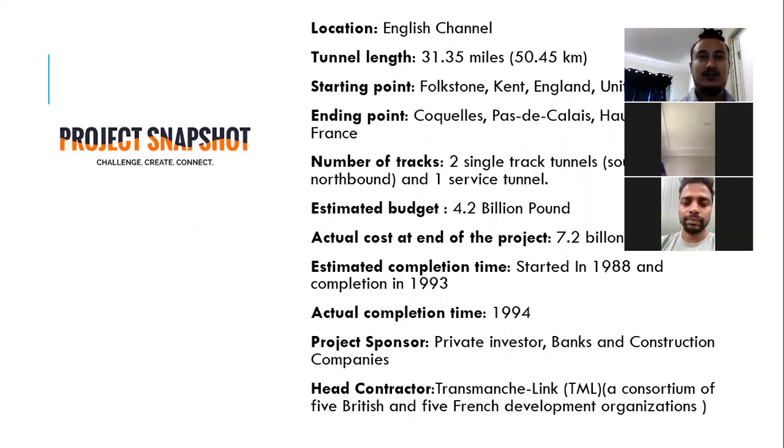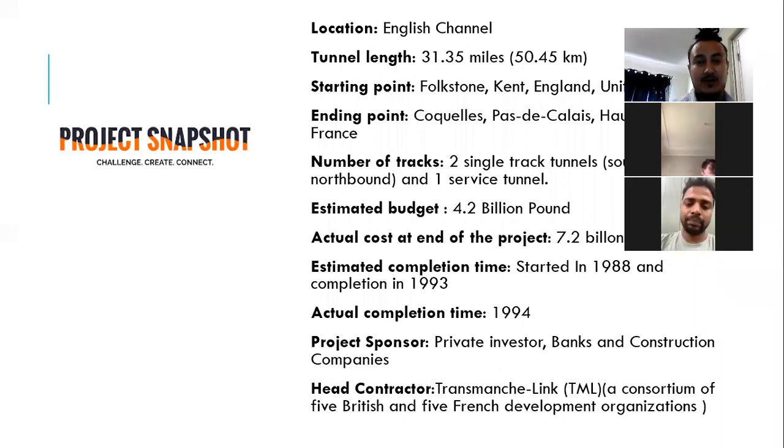So, why was it considered a failed project? There are several issues with the project. The first major issue is that the actual cost of the project was way higher, approximately double, and it was 1 year behind schedule. The project was supposed to be finished in 1993, but it took 1 year more and finished in 1994. There were different sponsors of the project and several issues in this project. All of the issues we'll be discussing and presenting for you within the 15 minutes of time.